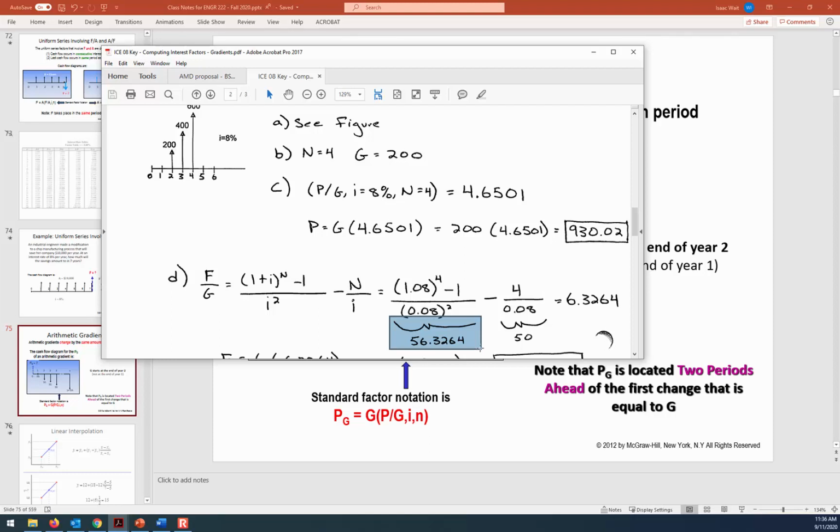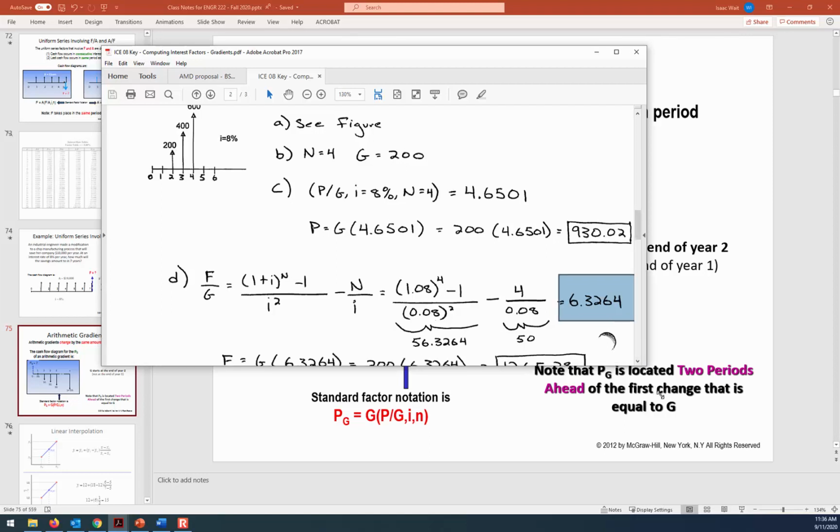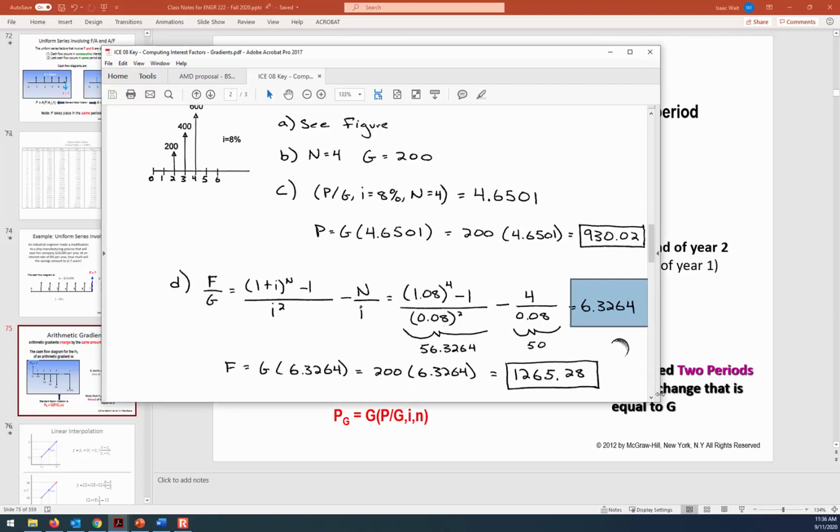56.3264, and then minus n divided by i. So that is 50. So then the result is 6.3264. So we're going to multiply 200 times that, and then it will give us $12,065.28.